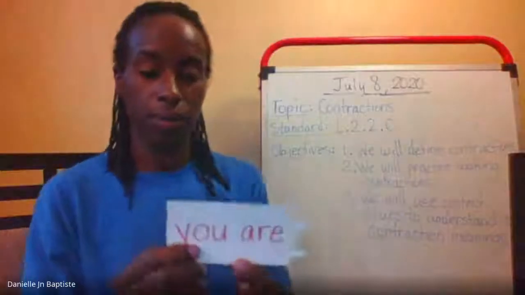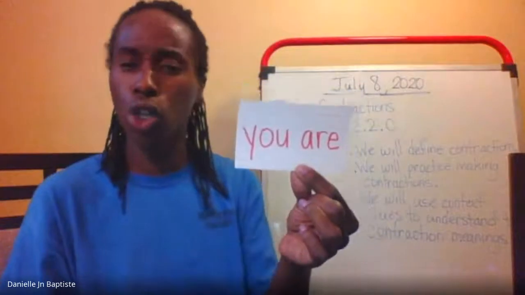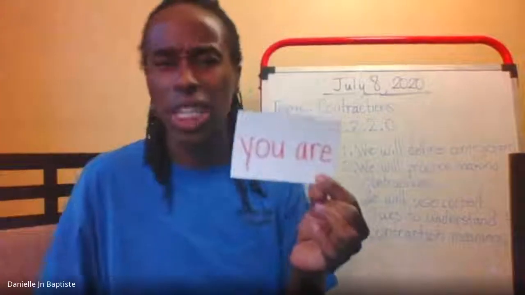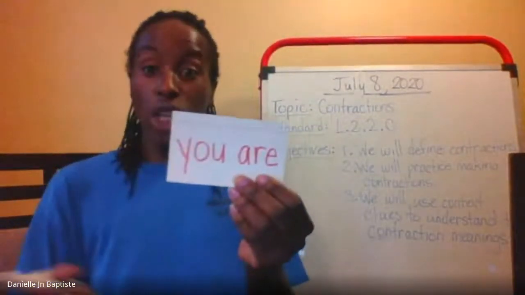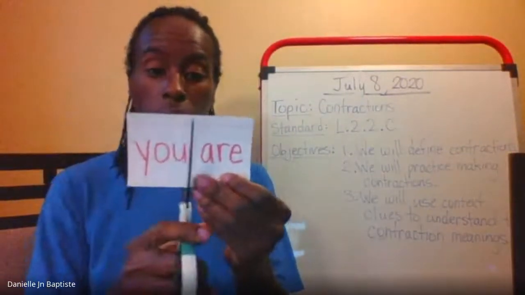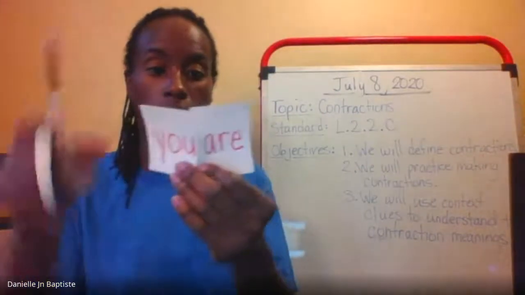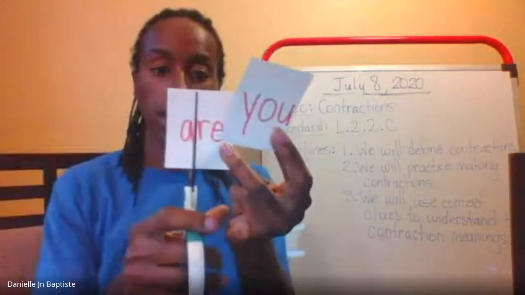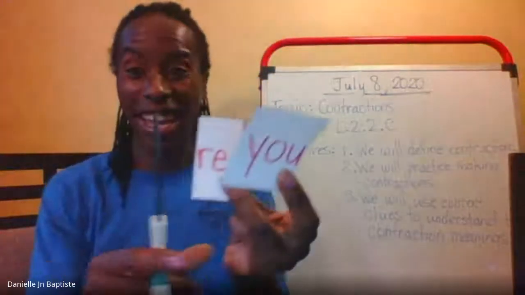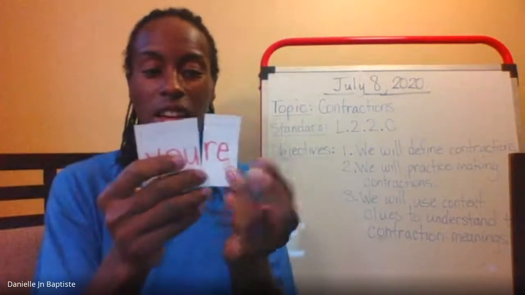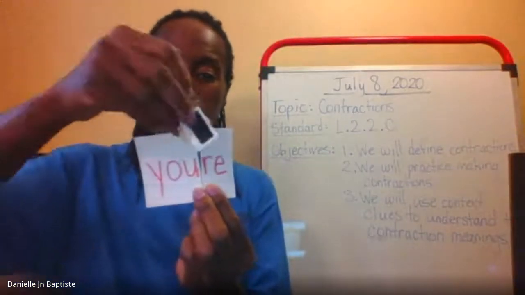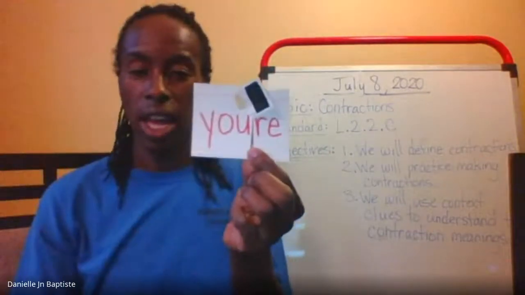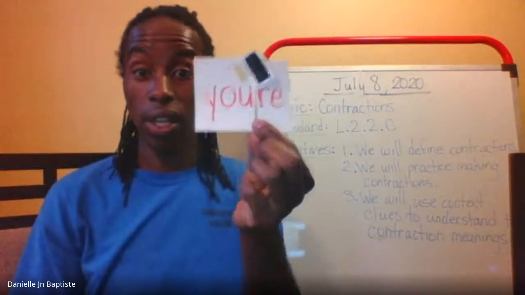We have you are. Your means you are. So we're going to take you are and turn it into a contraction. Let's do that. Your would be this. I just separated them. We have you are. I'm now going to take off the A, and I'm going to put an apostrophe right here. And now we have created the word your.